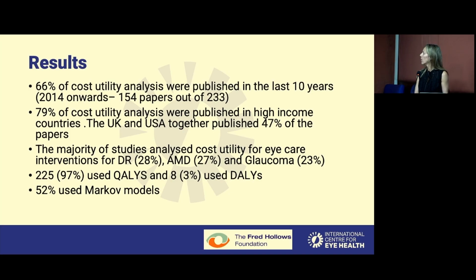The majority of studies analyzed cost utility interventions for DR, AMD, and glaucoma. And this was a big surprise for us. 97% of the studies used quality adjusted life years, and we were expecting to have more disability adjusted life years. We also saw that 52% used Markov models, which is a good sign that we're using a higher level of rigor in the models. And we also have a big percentage of papers on screening, around 28%, and surgical procedures as well.